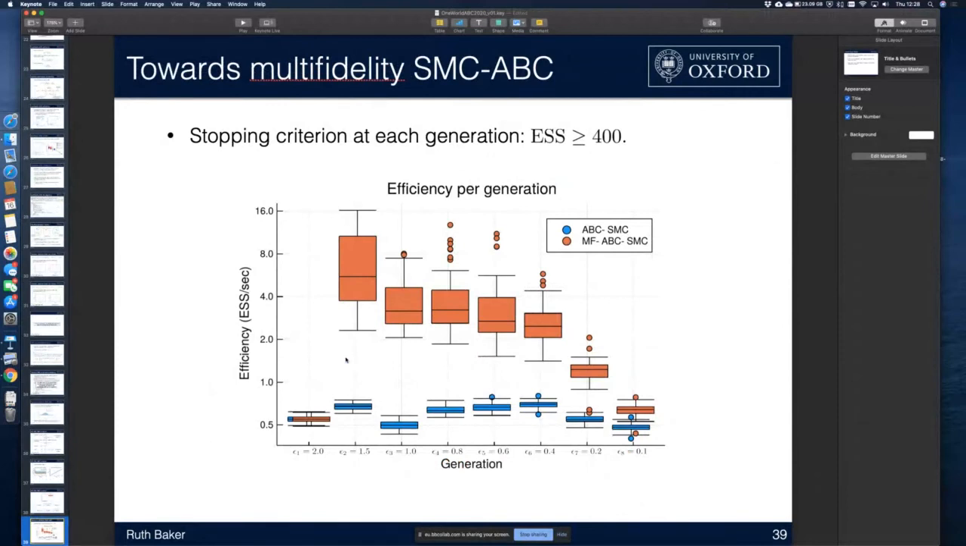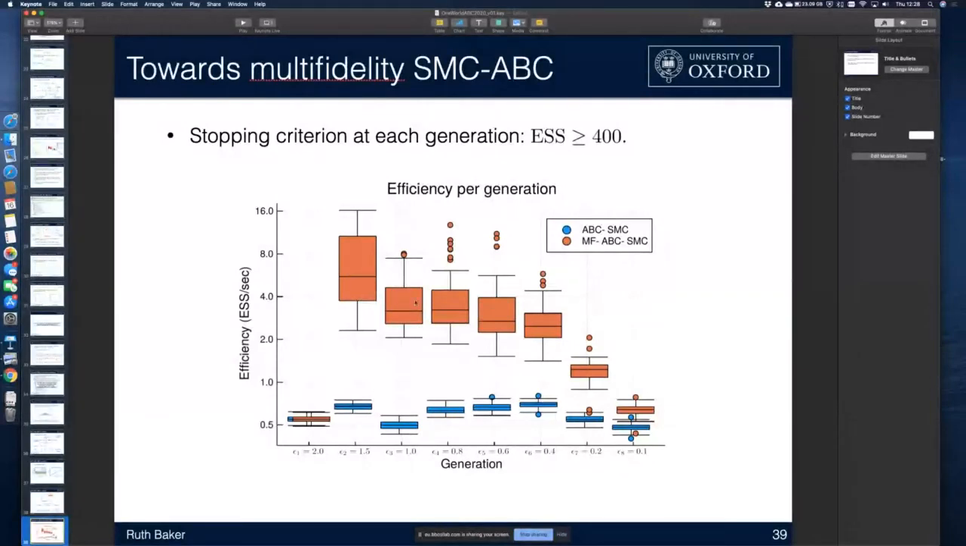Okay, and then one of the final things I wanted to show was what's happening within each individual generation and how efficient things are within each generation. So this is generations 1 through 8 depicted on the horizontal axis. On the vertical axis, again, we're looking at efficiency in terms of effective sample size per second. The first distribution is all the same because you're sampling from the prior distribution. And then immediately you can see that the efficiency of multi-fidelity ABC SMC jumps up relative to that of vanilla ABC SMC.